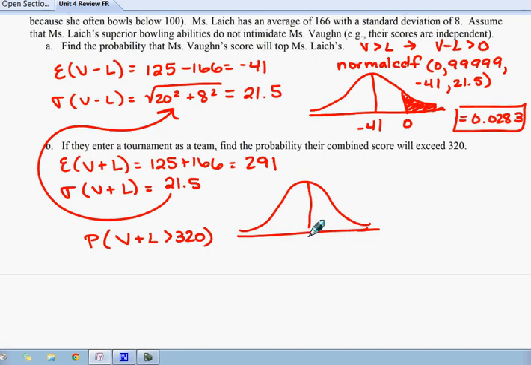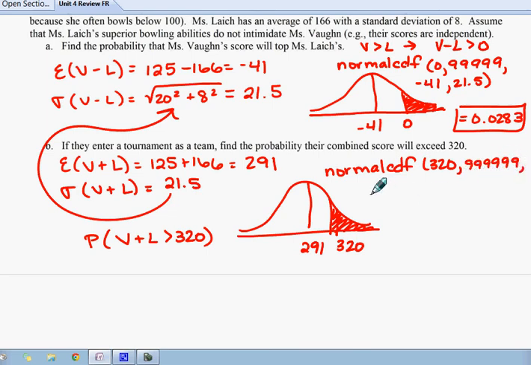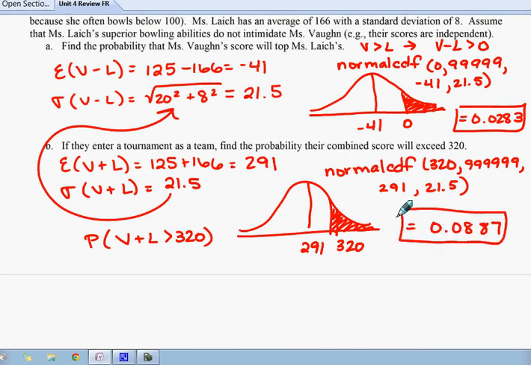So that means that if I have an expected value of 291, standard deviation of 21.5, it's going to be just over 1 standard deviation. Let me make that a little bit closer in. So that's my 320. So I'm going to do a normal CDF going from 320 to really, really, really big, with the mean of 291 and a standard deviation of 21.5. And I come up with 0.0887. We are finished.